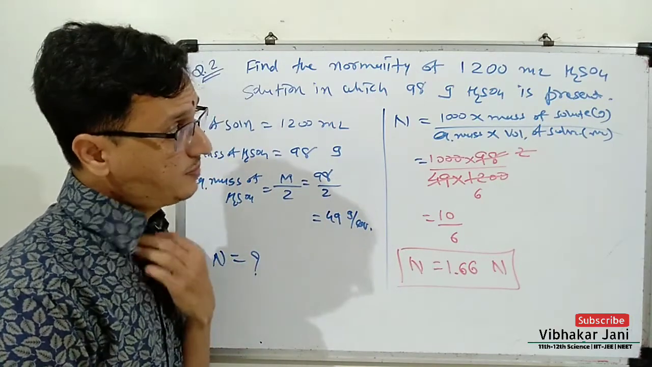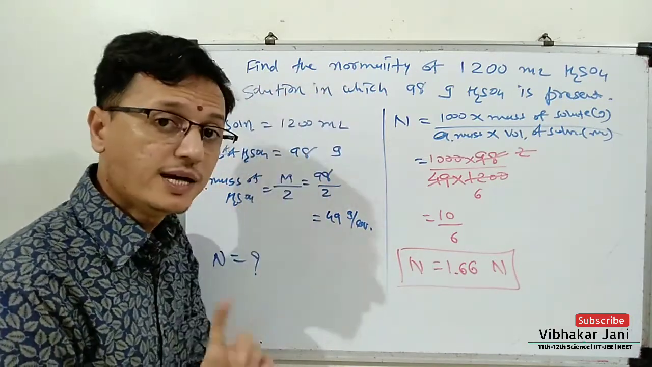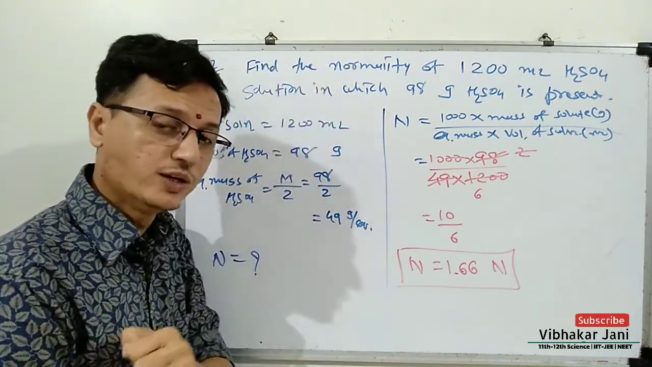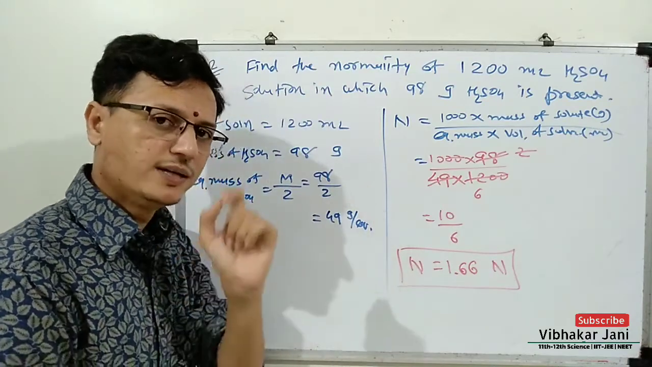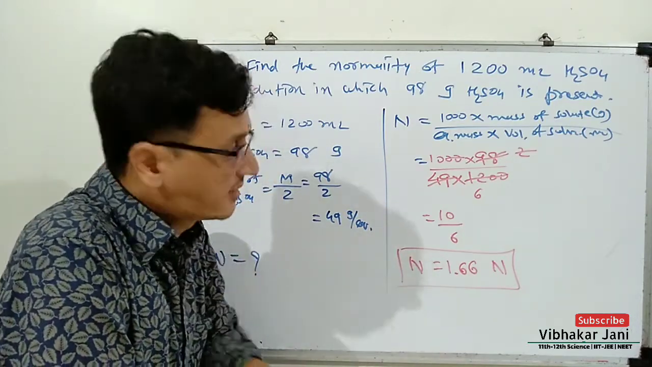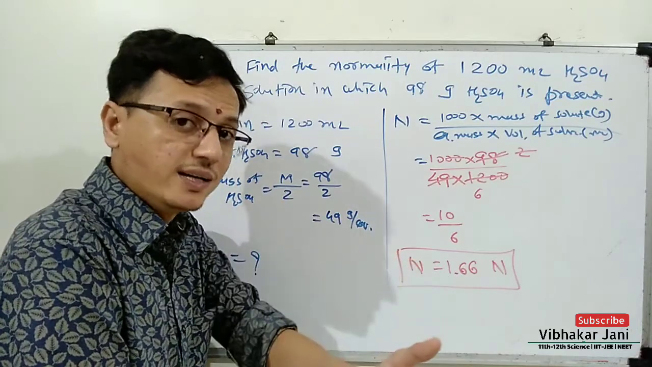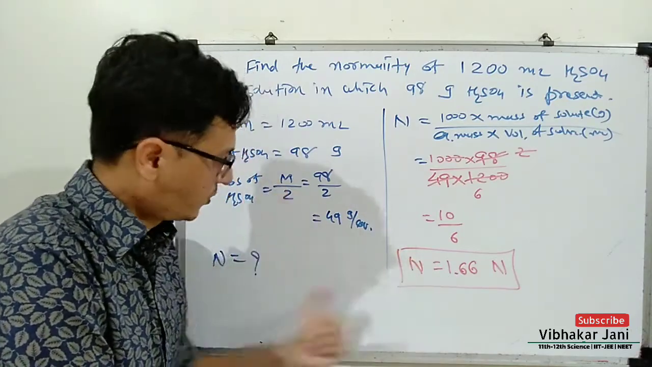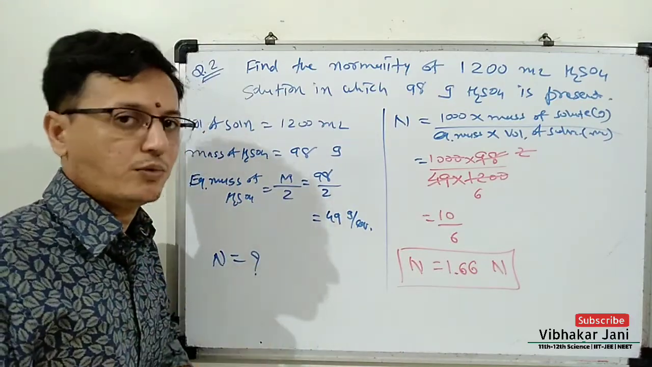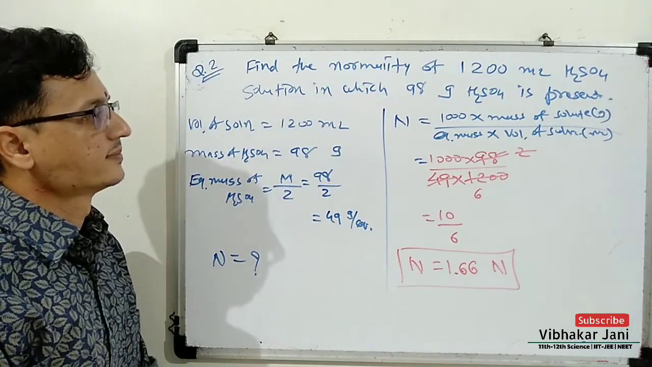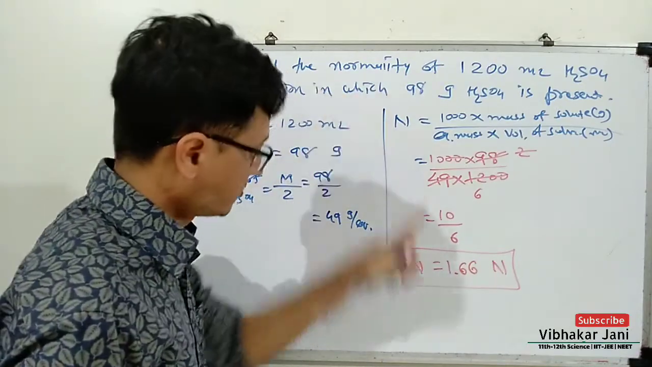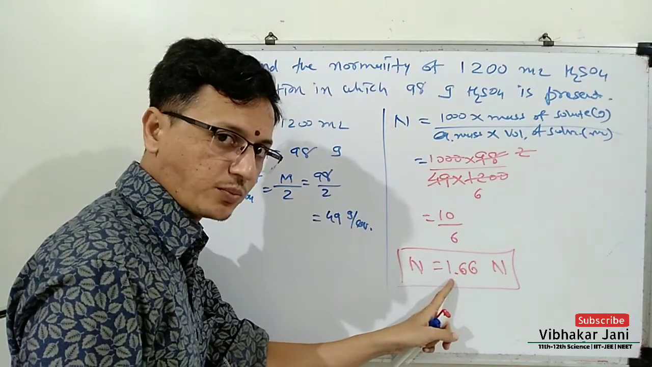Now one more thing. If somebody asks, find the normality and molarity of this solution. So if we are asked to find molarity also, then what will we do? It is very simple, and for that there is a little formula, and we will derive that formula first, and then we will find the molarity from normality. Okay, so pause the video, write down this question, then we will see the relation between normality and molarity. Okay. Now, just remember here for this question, normality of this sulfuric acid solution is 1.66.